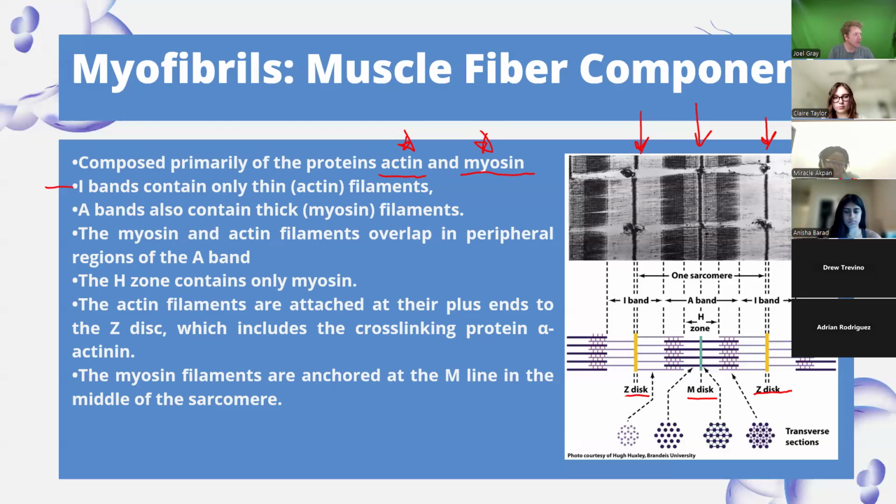Those bands are known as the I band. So this I band right here is nothing but actin filaments, thin actin filaments. So this purple or magenta colored space right there.